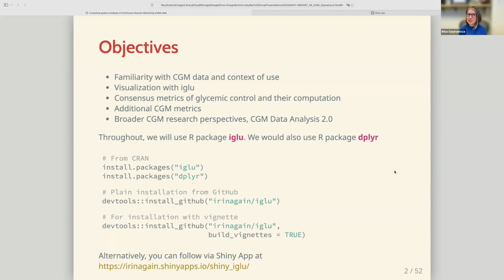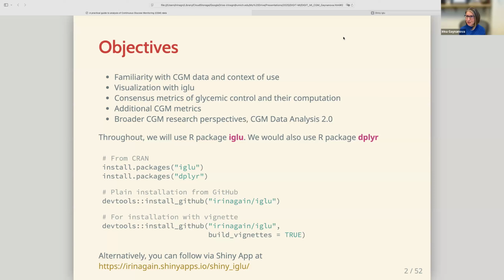With that, as I said, today the objectives are: what is the CGM data? What are the contexts of use? I'm going to show you how to visualize the data and do some calculations of common metrics using the package that I have developed with my group called iglu. And then I will finish with the broader CGM research perspectives.